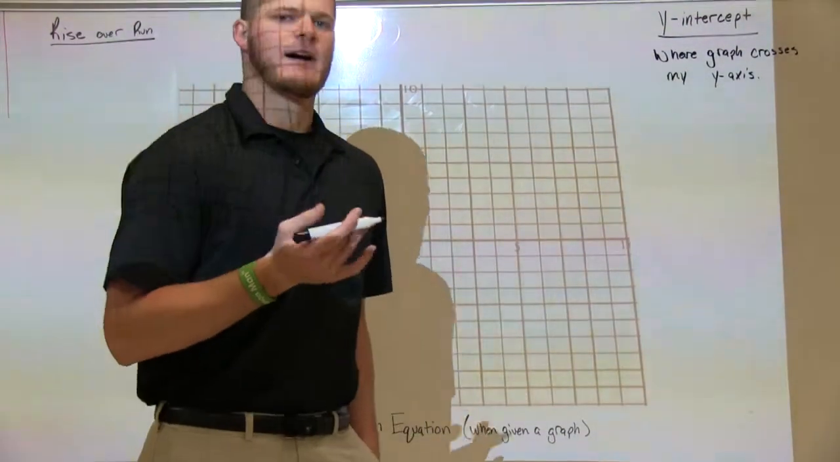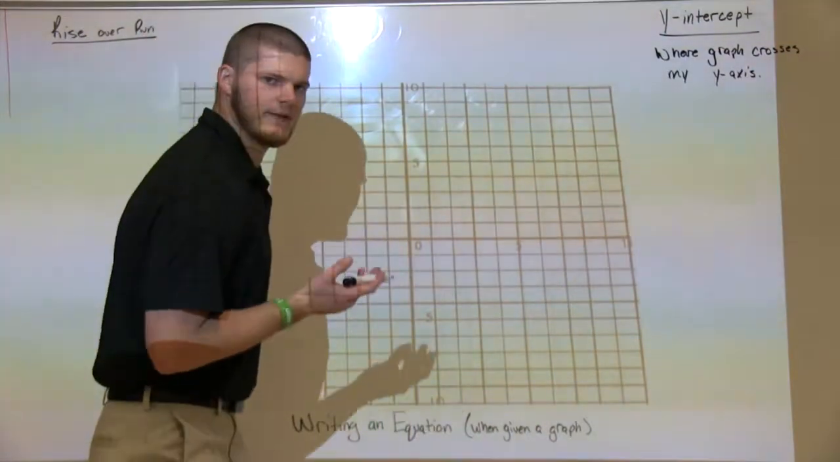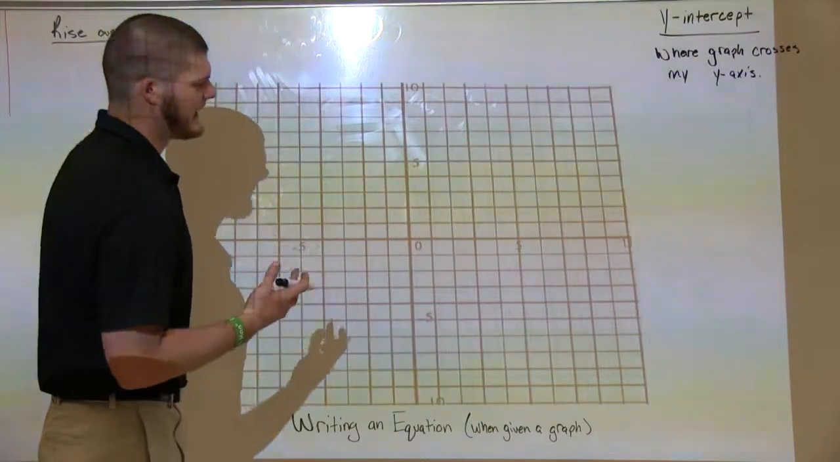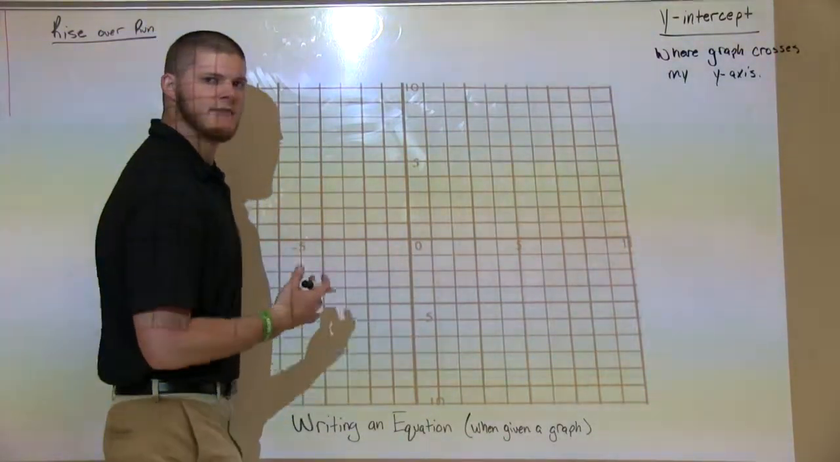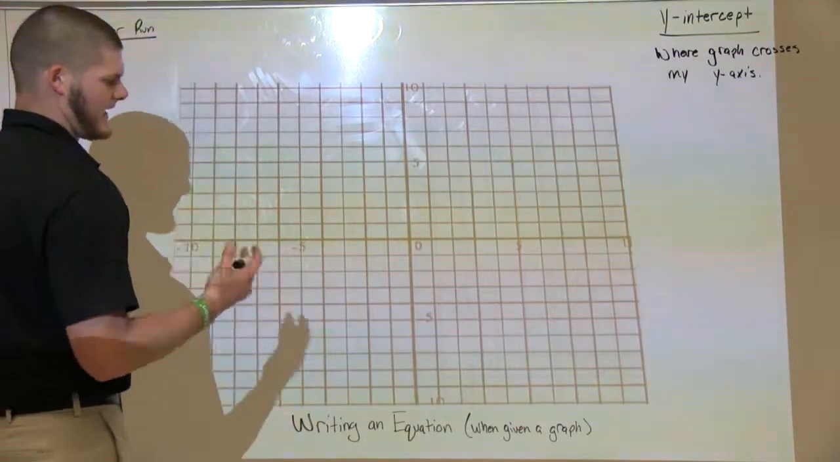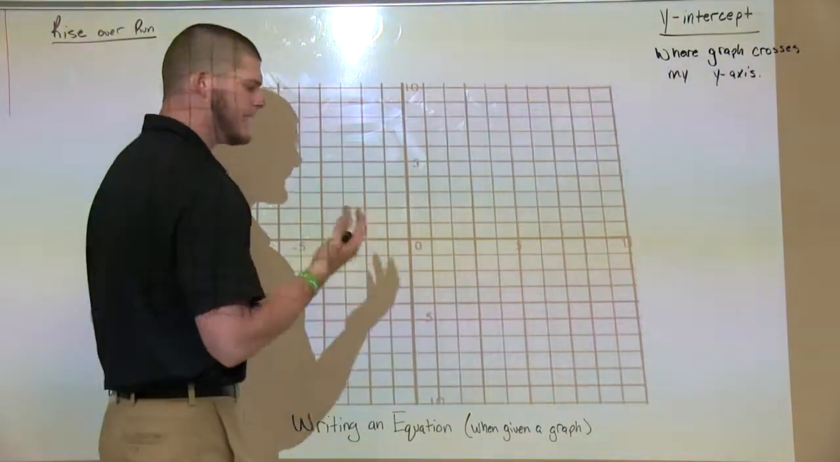So previously we talked about being able to write an equation when we're given a set of data. What I want to look at now is how to find an equation if I am given a graph. A lot of it is the same, but we're going to use a new method. We're going to make it pretty easy on ourselves.